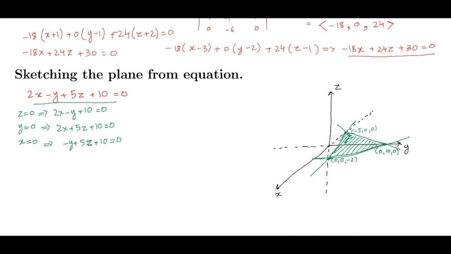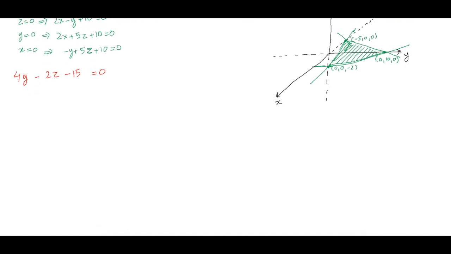Okay, now let's do another one. Now we have another equation: 4y minus 2z minus 15 is equal to 0. For this one there's no x here. So what do we do if there is no x? This means we have only y and z, right? So all we can do is find the intercepts on the yz plane only. If you put z equal to 0, you get y equal to plus 15 over 4.